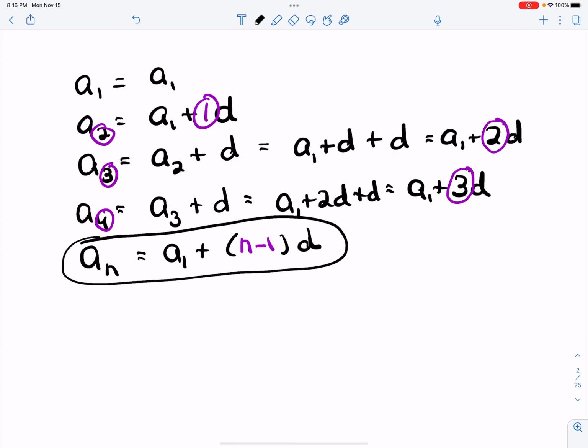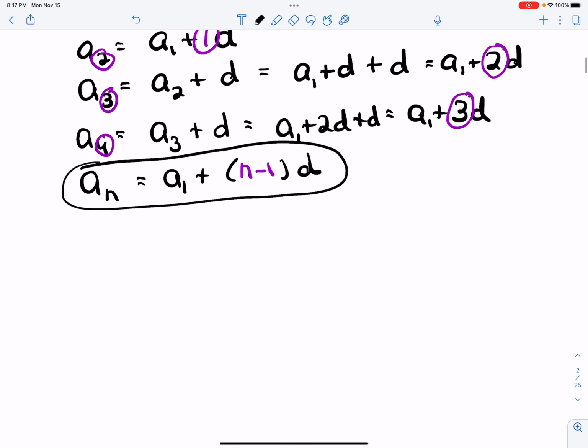So keep this formula in mind. It's going to be useful as you work. So a sub 1 is the first term, common difference d, a sub n is the nth term.